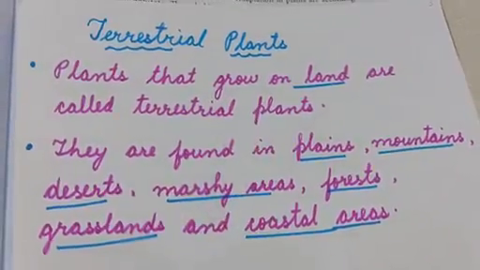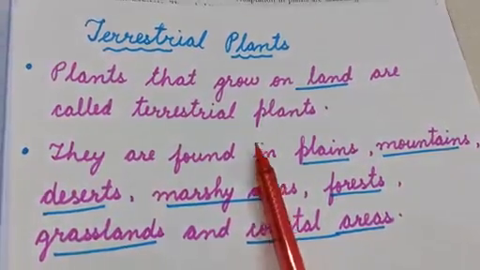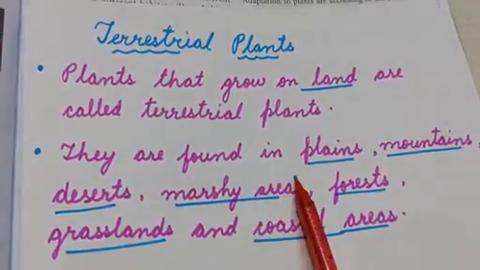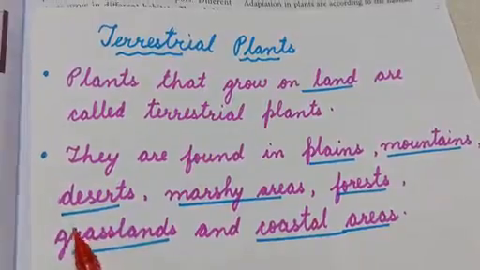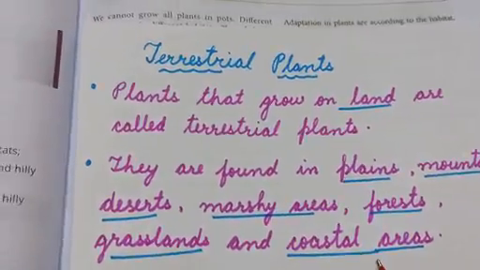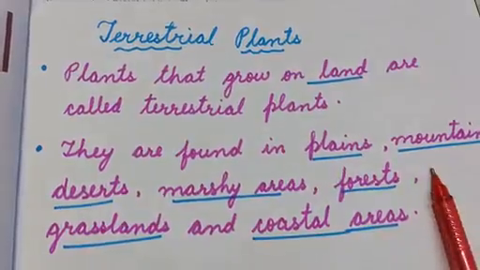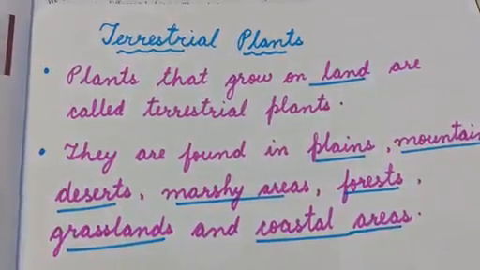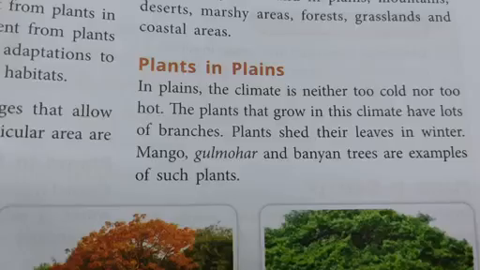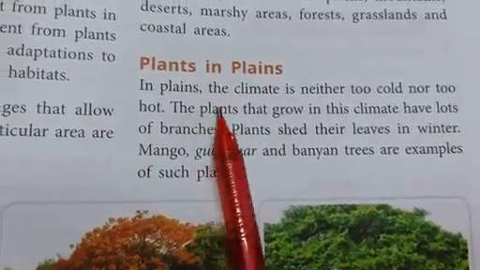Terrestrial plants. Plants that grow on land are called terrestrial plants. These terrestrial plants are found in plains, mountains, deserts, marshy areas, forests, grasslands and coastal areas. Now we will see about these plains, mountains and the adaptations in different plants in detail. The first one, children, is plants in plains.